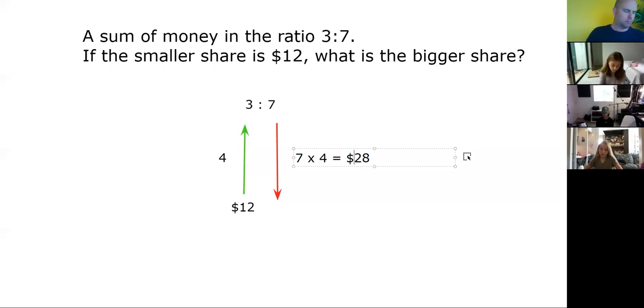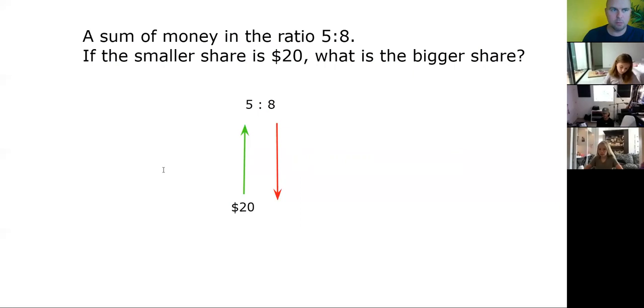Right, Sky, your turn. Let me see you. Ratio 5 to 8. If the smallest share is $20, what is the biggest share? Talk me through it, Sky. So 20 divided by 5, that is 4. Okay, good.